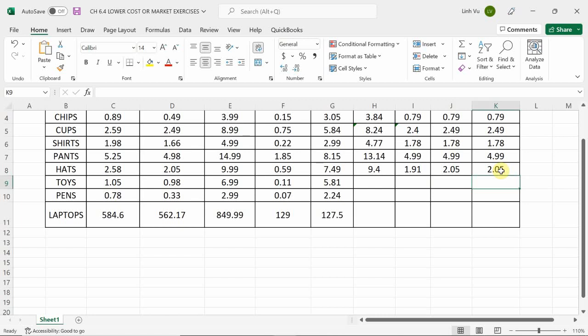All right, so now I bought some toys, they cost me $1.05. To replace them is going to be 98 cents. I sell it for $6.99. To dispose of them is 11 cents. I'm at a profit of $5.81.